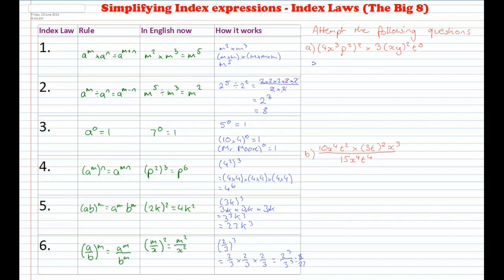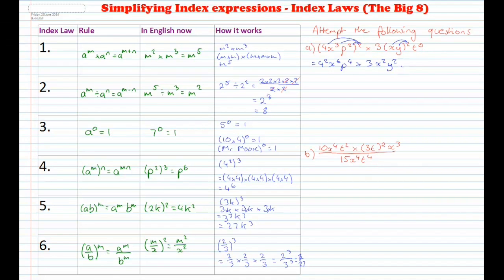So this is going to equal, if I expand these brackets first of all, the 2 is going to go to this one and to this one. So I get 4 squared, x to the power of 3 times 2 is 6, p to the power of 2 times 2 is 4, multiplied by 3, the 2 is going to go to here and the 2 is going to go to here, so it's x squared, y squared, t to the power of 0.